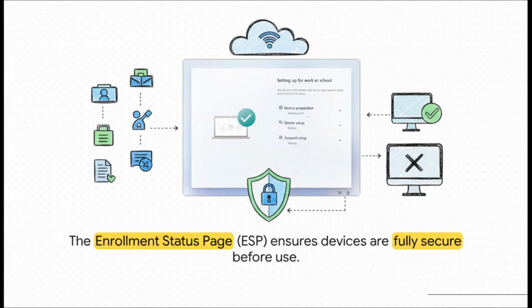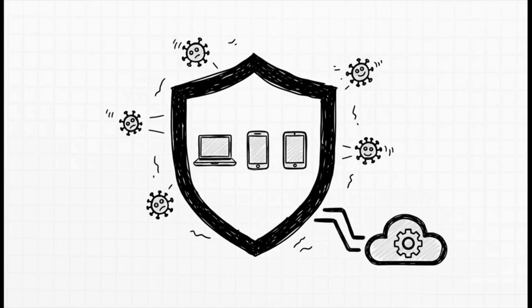Now, a critical piece of Autopilot you'll definitely be tested on is the Enrollment Status Page, or ESP. You've seen this. It's that screen the user sees during setup that tracks the installation of all your security policies, your certificates, your applications. Knowing how to configure the ESP to block a user from even getting to their desktop until the device is fully provisioned and secure, that is absolutely vital. So it's not enough to just deploy the device, you have to know how to lock it down.